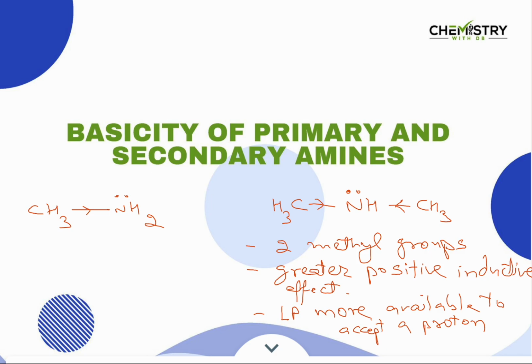Now when we compare a primary and secondary amine, in the primary amine there was 1 alkyl group, which was causing the positive inductive effect, pushing electrons towards nitrogen. However, in a secondary amine, there are 2 alkyl groups and both of these are pushing electrons towards this nitrogen. As a result, the lone pair becomes even more available than in the primary amine to gain a proton. Therefore, we can easily see that primary amines would be less basic than a secondary amine.